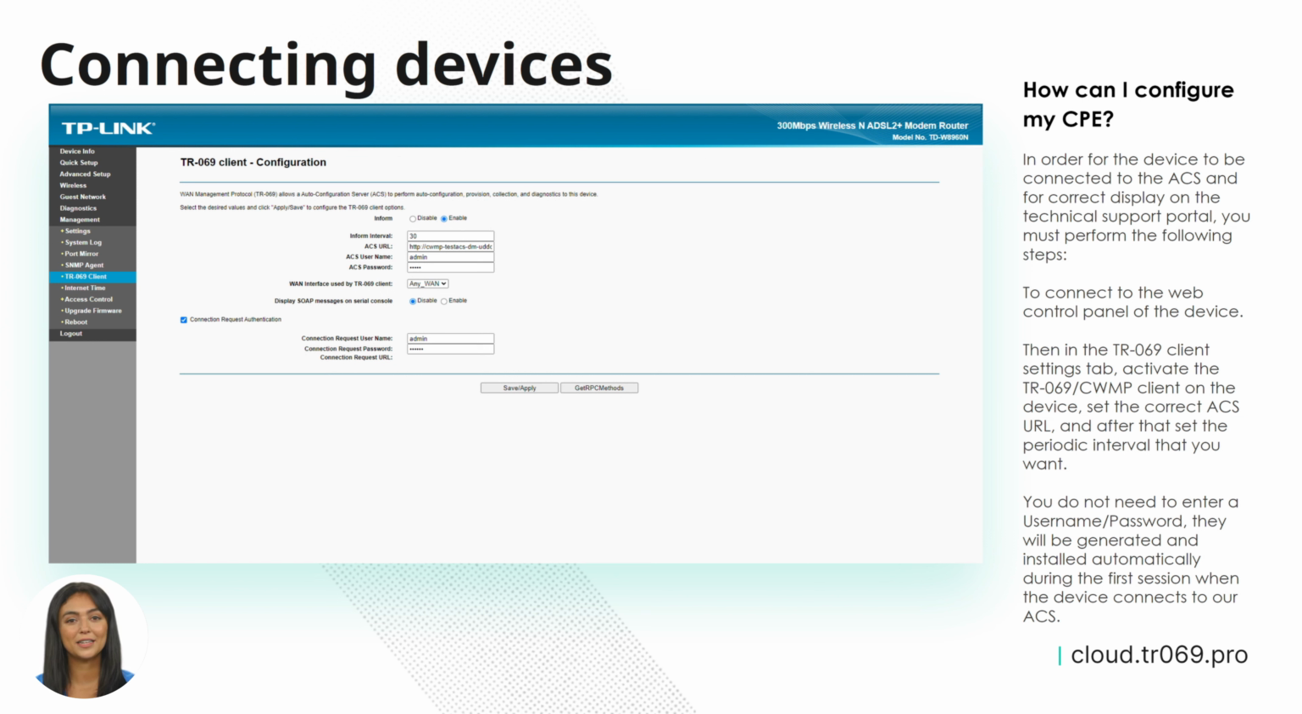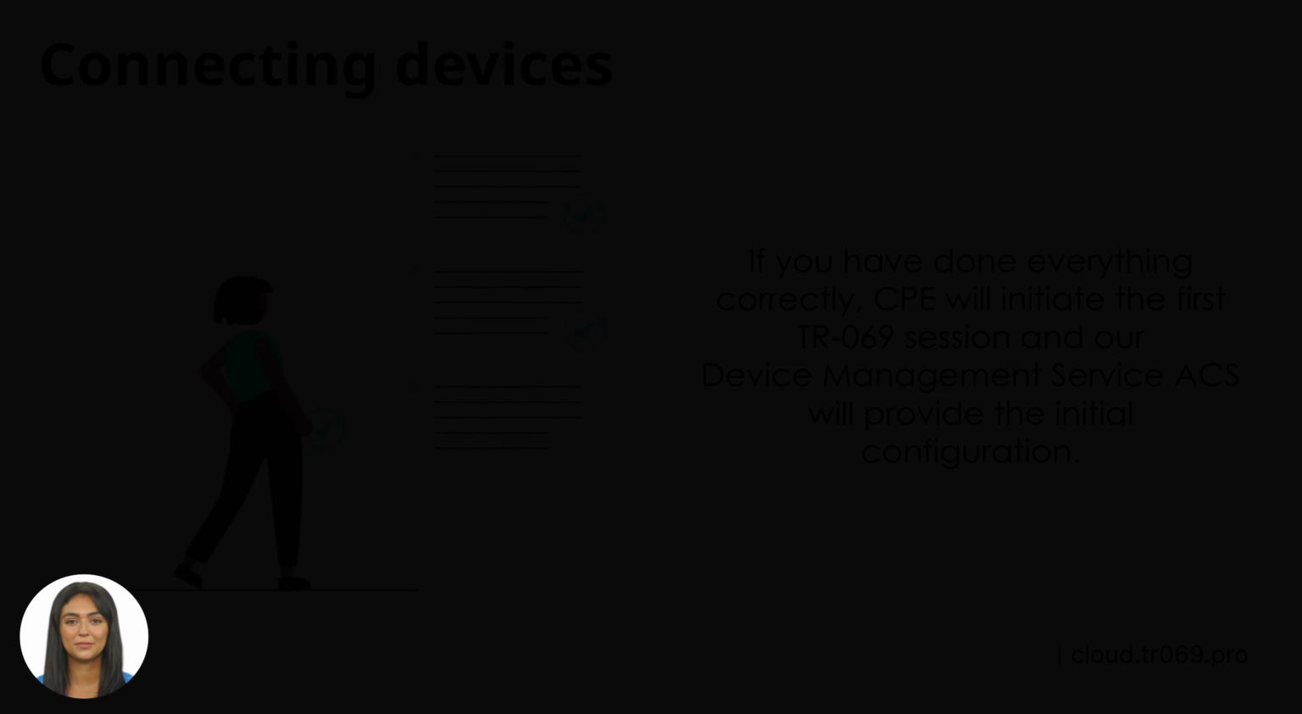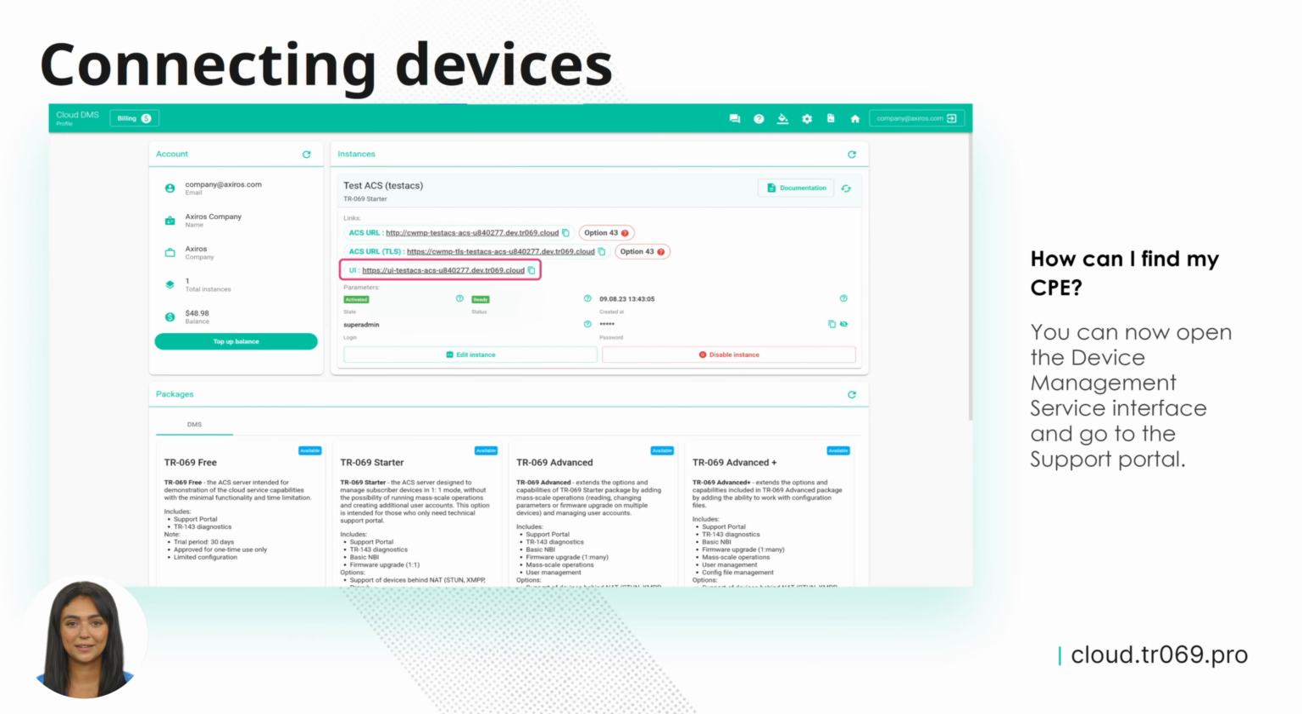You do not need to enter a username or password, they will be generated and installed automatically during the first session when the device connects to our ACS. If you have done everything correctly, the CPE will initiate the first TR-069 session, and our Device Management Service ACS will provide the initial configuration.